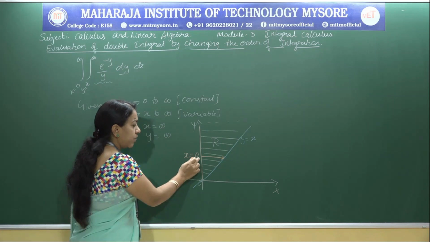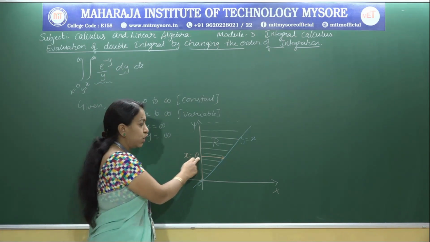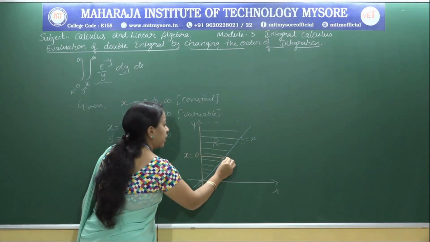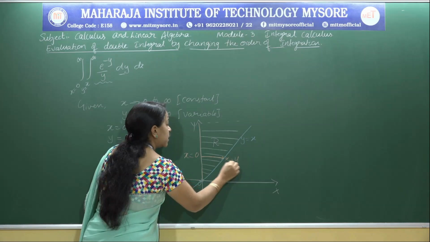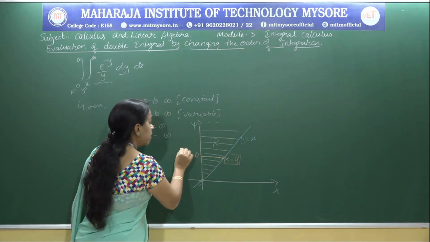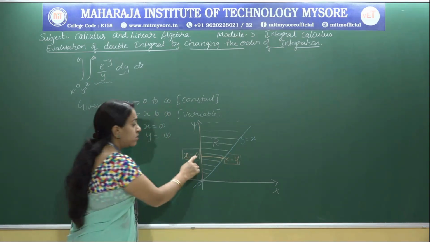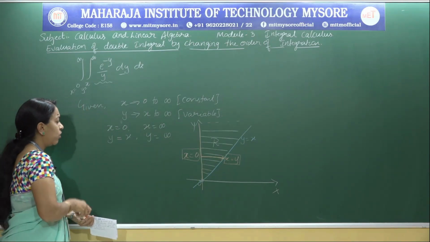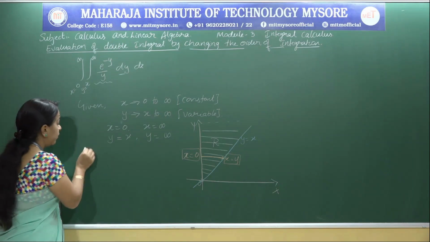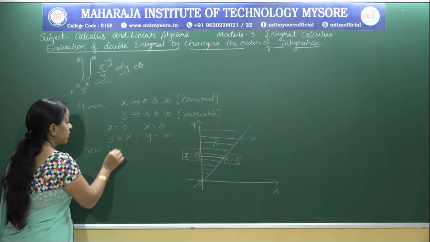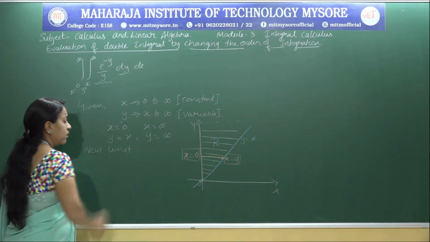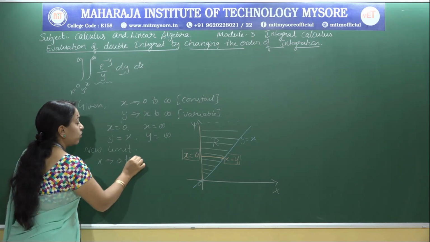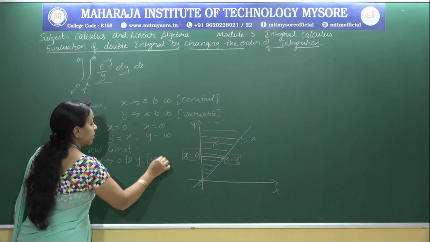So, x varies from the line x equal to 0 to x equal to y. I can rewrite y equal to x as x equal to y. So, x varies from 0 to y. So, by changing the order, we are getting a new limit, that is x varies from 0 to y, which is a variable limit.